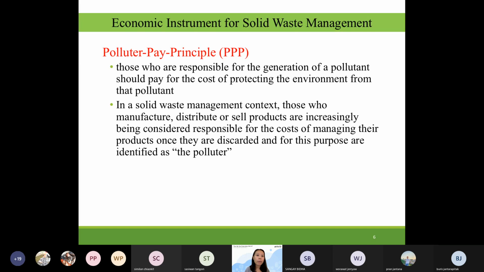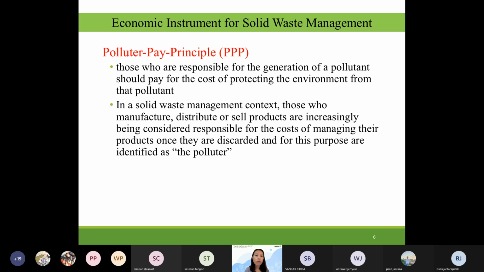Normally, the polluter pay principle will apply to the producers, like manufacturers, right? Or a company. If you want to produce products, but during the manufacturing process you produce pollution, that means you are a polluter, right? You have to pay the environmental cost relating to the pollutants, like a high concentration of wastewater or high concentration of air pollution. You have to pay that money to save the environment, right?